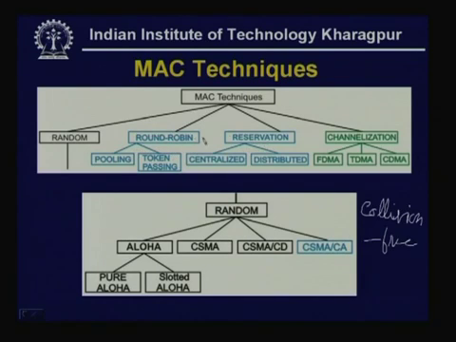Then there are two other basic approaches like round robin, where you have two techniques, polling and token passing, which we have discussed in detail. Then the reservation based protocol, having two distinct categories of protocols which are based on centralized scheme and distributed scheme. All these things we have discussed in the last lecture. And in this lecture, as I mentioned, we shall discuss the channelization approach based on FDMA, TDMA and CDMA.